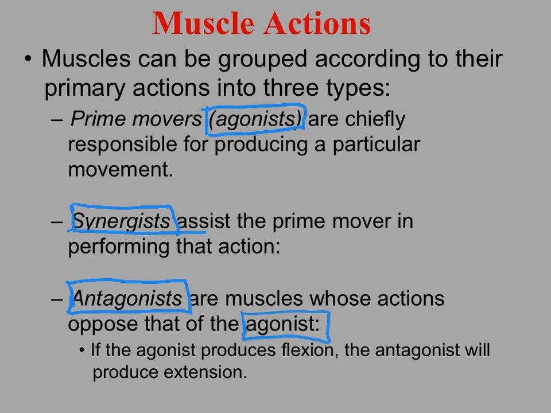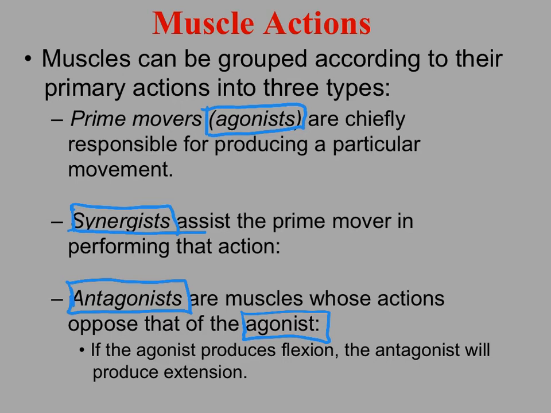But let's go back to the example of the biceps brachii. You know that biceps brachii performs flexion at the elbow. Which muscle or muscle group then is going to extend at the elbow, or straighten the arm back out? That would be the triceps brachii. So when we're talking about actions, it's useful to know which muscle is primarily responsible for the action, which muscles are helping that prime mover or agonist, and which muscles would be doing the opposite action.